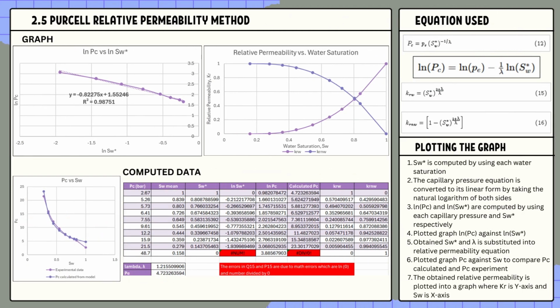Last method we use is Purcell relative permeability method. Basically, the steps are the same as the previous Brooks-Corey method, but for the Purcell method, we use different equations for relative permeability. For the wetting phase, KRW is equal to normalized SW to the power of (2 plus lambda) over lambda, while for the non-wetting phase, KRNW is equal to 1 minus KRW. For graph PC against SW, we can also conclude that data for PC calculated closely fits the data for PC experimental. Lastly, we got the relative permeability curve by plotting graph where relative permeability is at y-axis and water saturation is at x-axis.